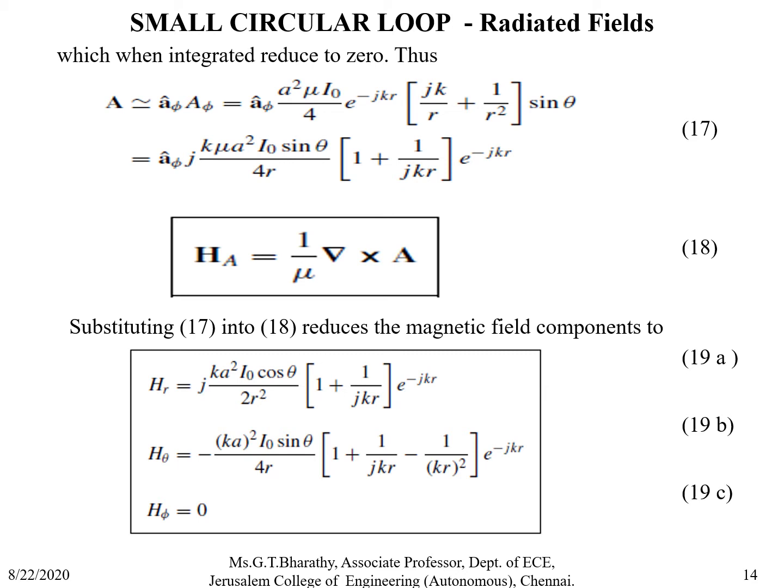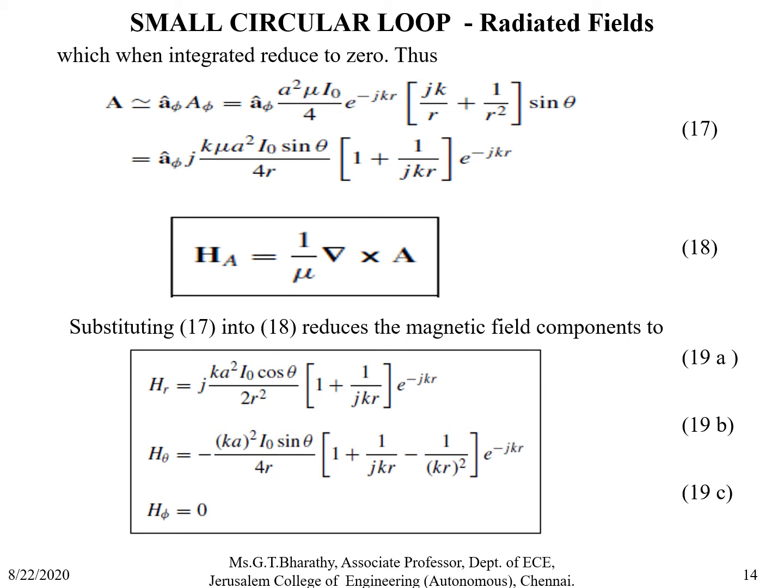So the total electric vector potential capital A is approximately written as unit vector a phi into A phi. Substituting the expression for A phi, we get capital A is equal to unit vector a phi into a square mu I naught by 4 e power minus jkr into (jk by r plus 1 by r square) sin theta. So from the above expression, when we take jk by r as common outside, we get the expression for A as unit vector a phi into jk mu a square I naught sin theta by 4 pi r into (1 plus 1 by jkr) e power minus jkr.